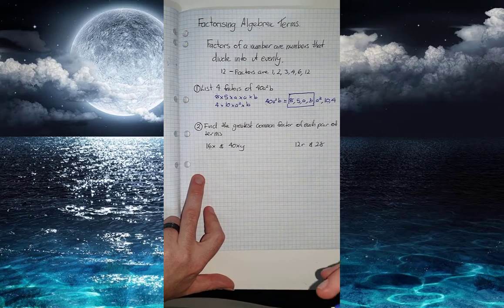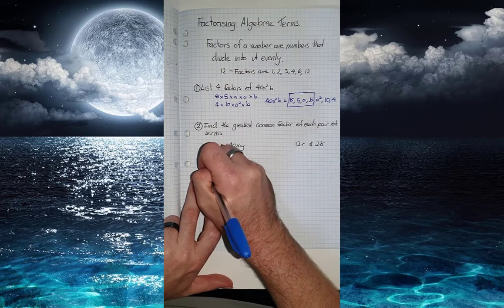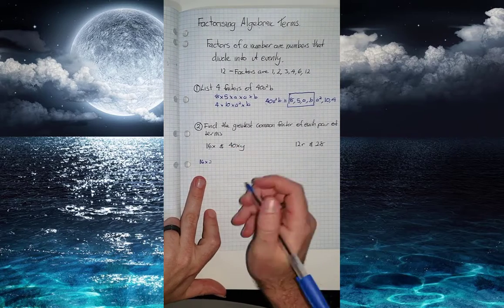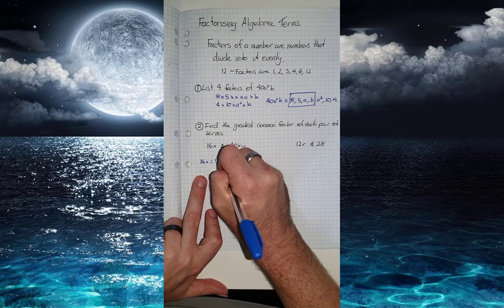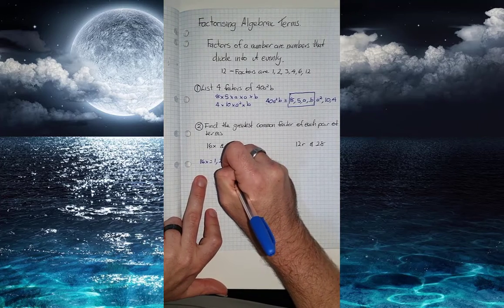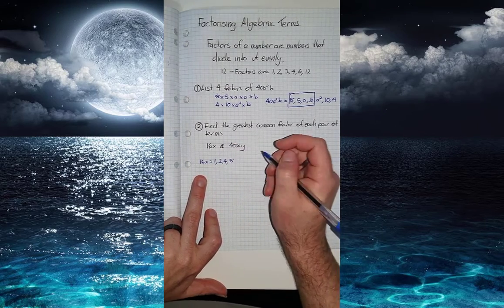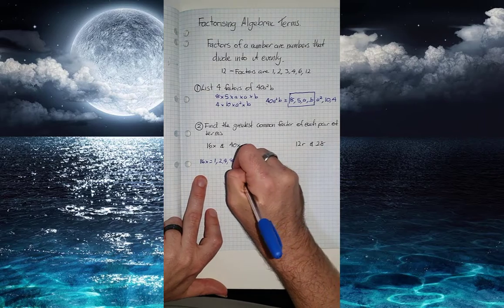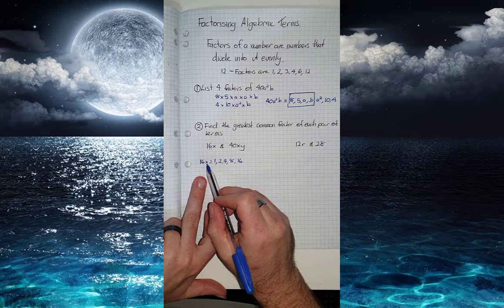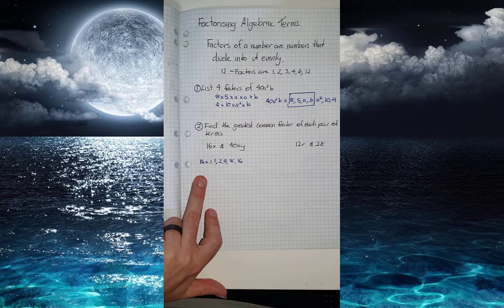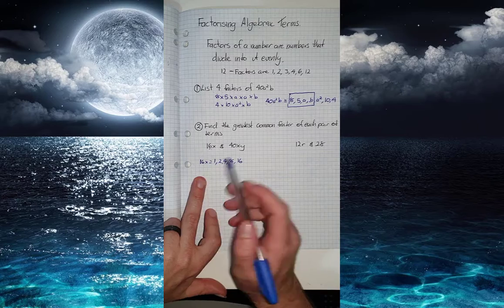Once you get to know your times tables, this process becomes a lot easier. But let's list down the factors of 16x. So we've got 1, 2, 3 doesn't divide into it, 4, 5 doesn't, 6 doesn't, 7, 8, 9, 10, 11, all the way up to 16. Now, x on its own is not a factor, so we don't need to worry about that at the moment. We're only going to be worried at the moment about the numbers.